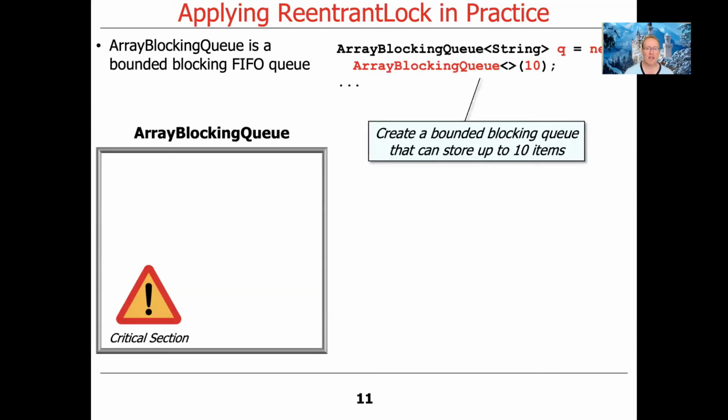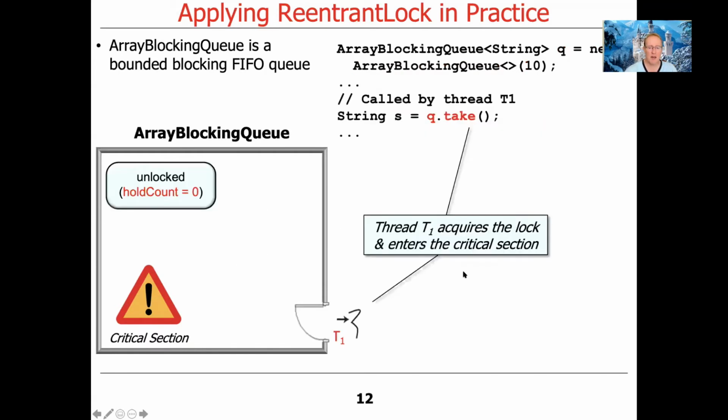Okay, so let's take a look at how we might use this. So over here, you can see that we're going to make a new array blocking queue of up to 10 items. And I'm going to show you the code on the right-hand part of the screen, and I'm going to visualize it on the left-hand side of the screen. So we've got array blocking queue that has a bunch of methods that operate as critical sections. We're going to show a little use case here.